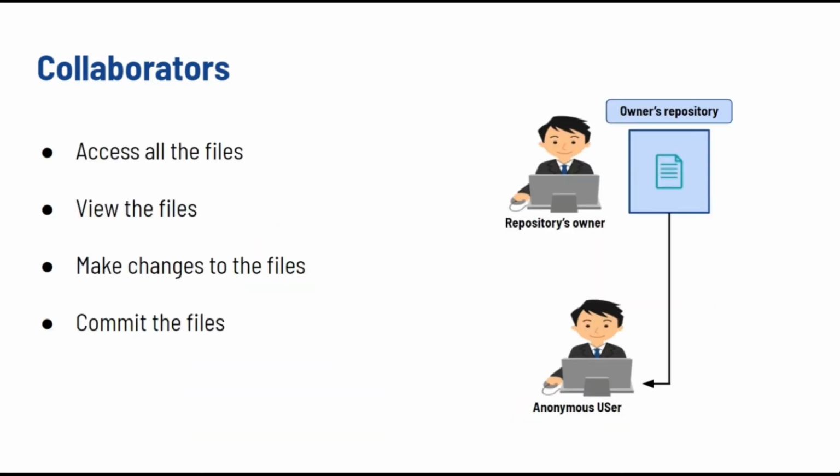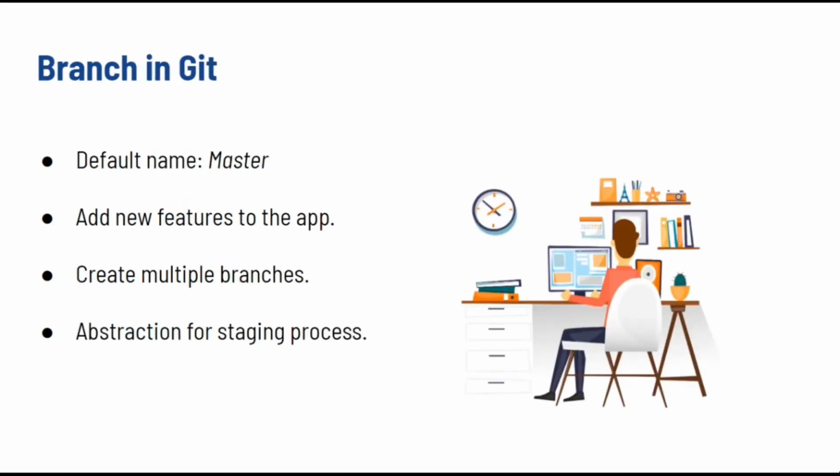GitHub allows you to work with users from all over the world at any given time. Collaborators are GitHub users who are given permission to edit a repository owned by someone else or in a sample project having multiple stakeholders. The default branch name in Git is master.